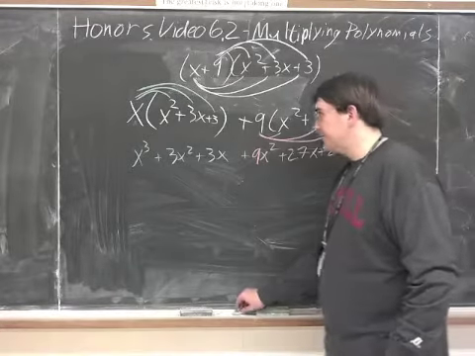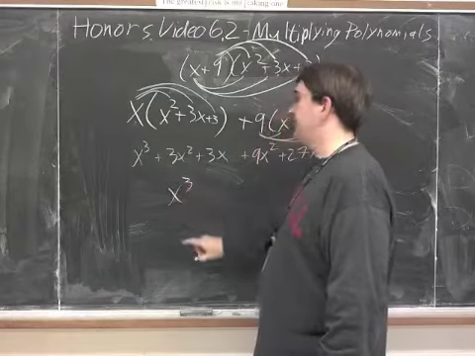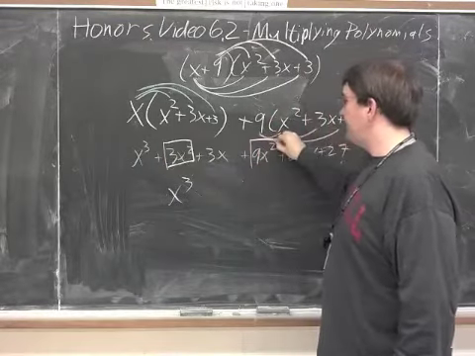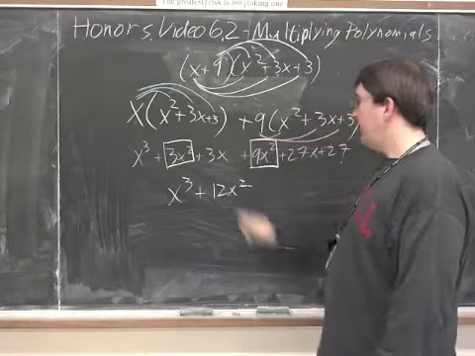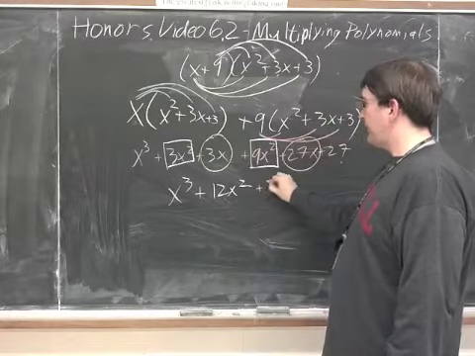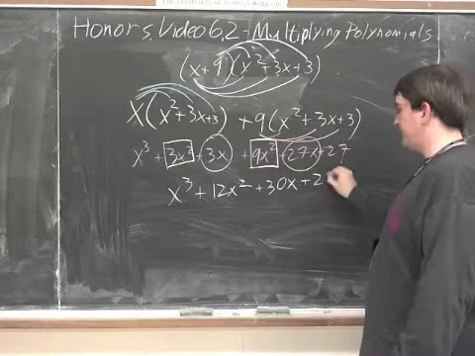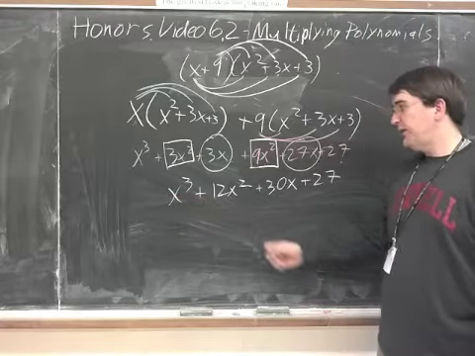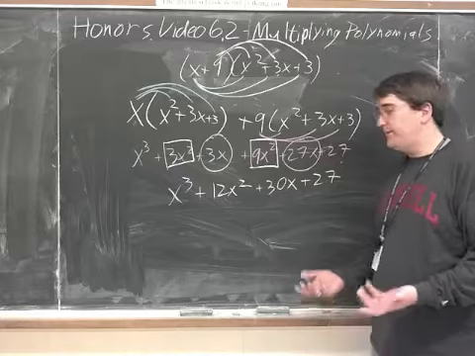I want to find like terms. For x cubed, there's no other x cubed to combine it with, so that's not going to change. 3x squared will combine with the 9x squared, so I get 12x squared. 3x combines with the 27x, so I get 30x. And then the 27 doesn't have anything to combine with either, so we have plus 27. And so x cubed plus 12x squared plus 30x plus 27 will be my final answer.